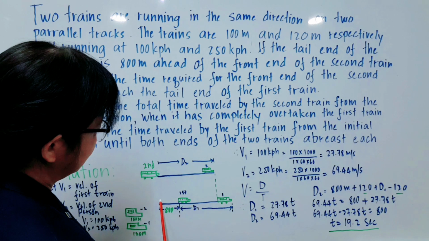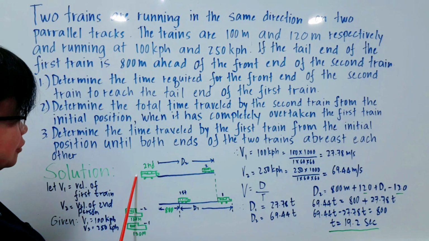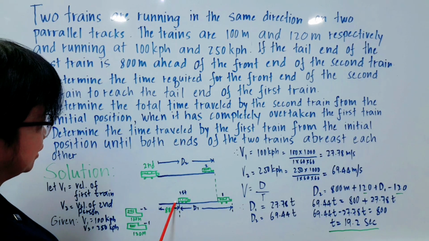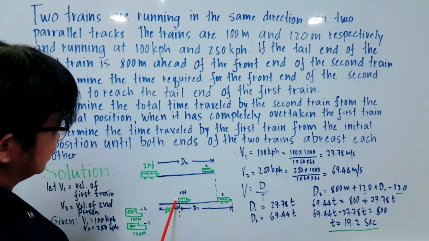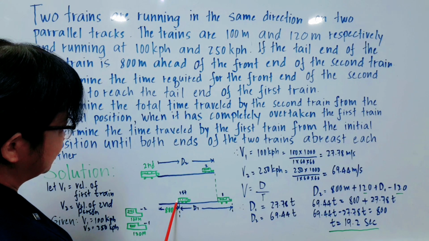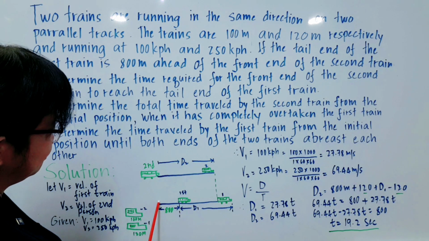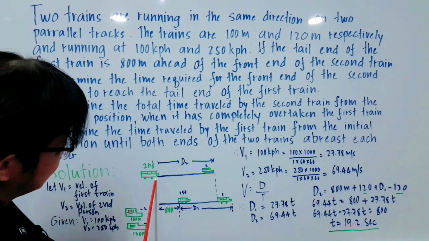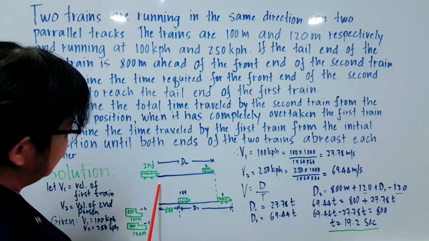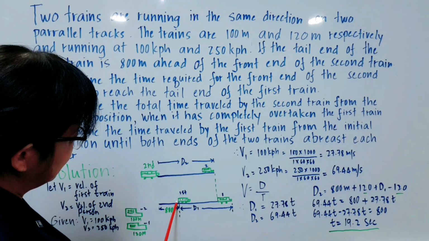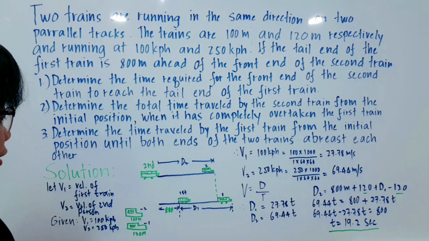This is the first track and the second track, and we have this second train and the first train, and this is the tail end, the end of the first train, which is equal to 800 meter from the front end of the second train. So 800 meter ang distansya nila, front end of the second to the tail end of the first train.